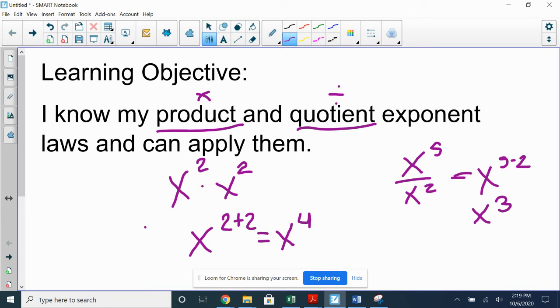So that was our learning objective today. We looked at the product exponent rule. We looked at the quotient exponent rule, and we looked at a couple of different ways you might see it. So if you're still having issues with this, we are going to be covering it in our small group today and tomorrow. Today, the product assignment is due on Schoology, and tomorrow, the quotient assignment will be due on Schoology.